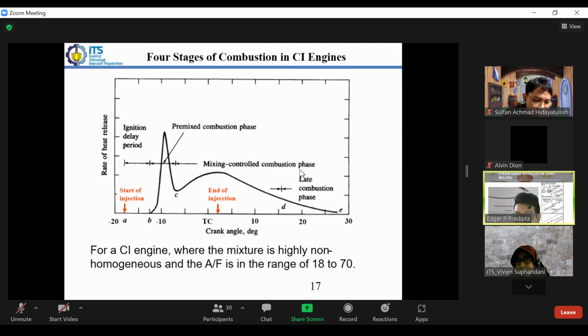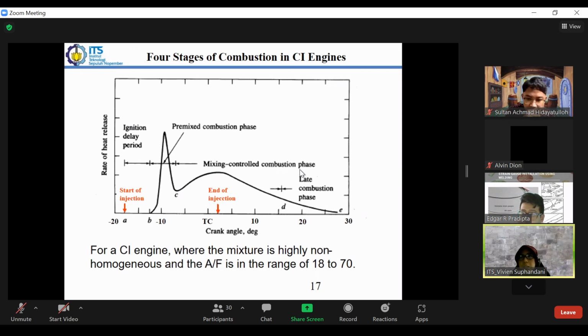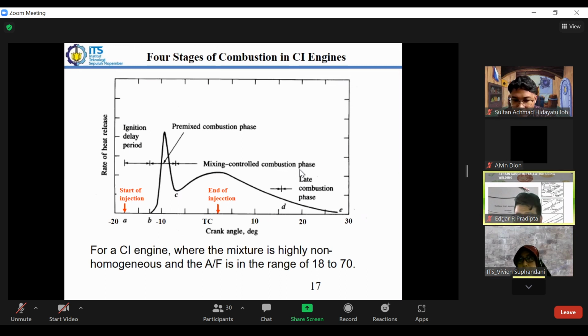Yes, actually the dual cycle engine is still included in the diesel engine. So it's basically a diesel engine, and it uses diesel fuel.